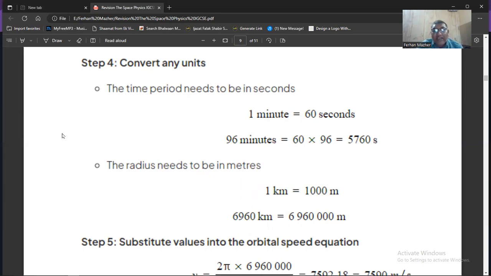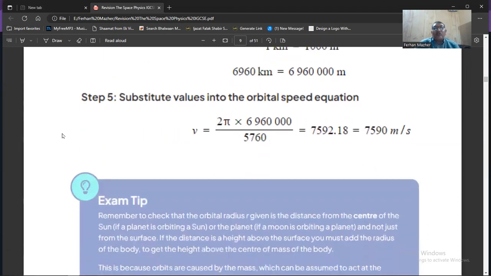So 6,960 kilometers will be equal to 6,960,000 meters. So now I can substitute the values into the orbital speed equation, which is v equals 2 pi r divided by t, and 2 pi multiplied by 6,960,000 divided by 5,760, and that will be equal to 7,592.18, which is 7,590 meters per second approximately.